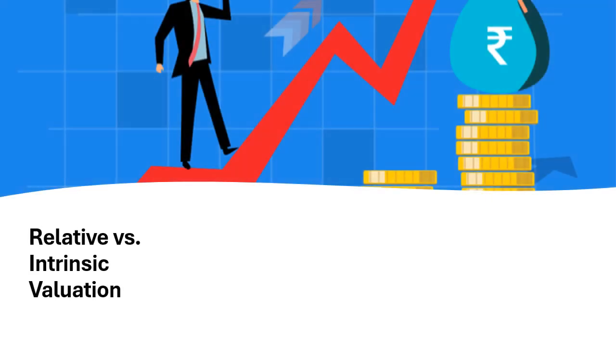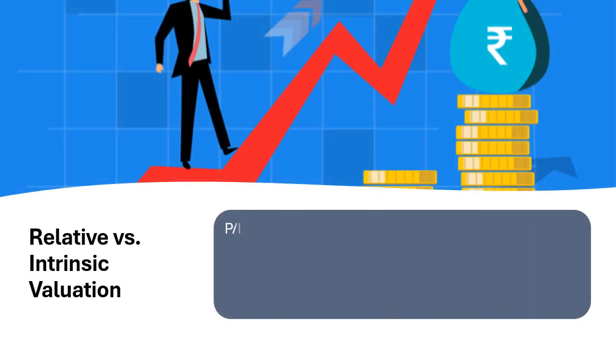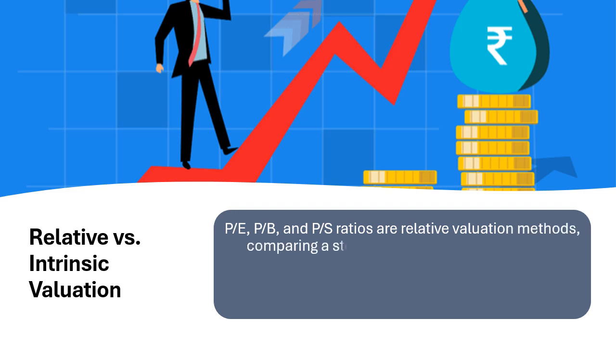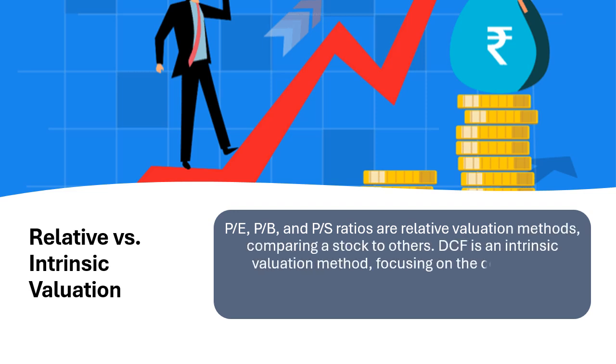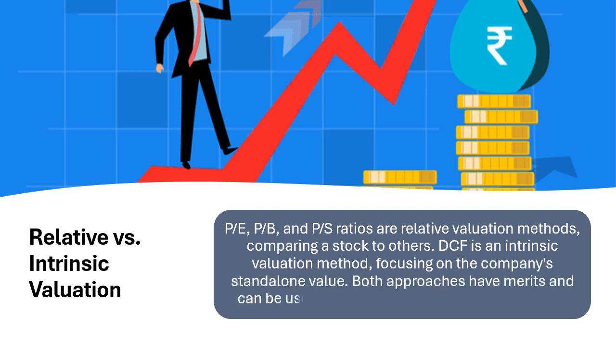Relative versus intrinsic valuation. PE, PB, and PS ratios are relative valuation methods, comparing a stock to others. DCF is an intrinsic valuation method, focusing on the company's standalone value. Both approaches have merits and can be used together for a more complete picture.